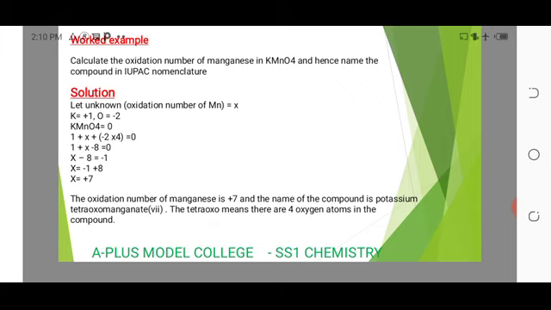So the calculation there is very simple and direct. The manganese there is 7. And if you want to name it, you start from the oxygen side: 4 oxygen, that is tetraoxo. So we have potassium tetraoxomanganate 7, just because the oxygen number is 7. We are used to this from our SS1 class.